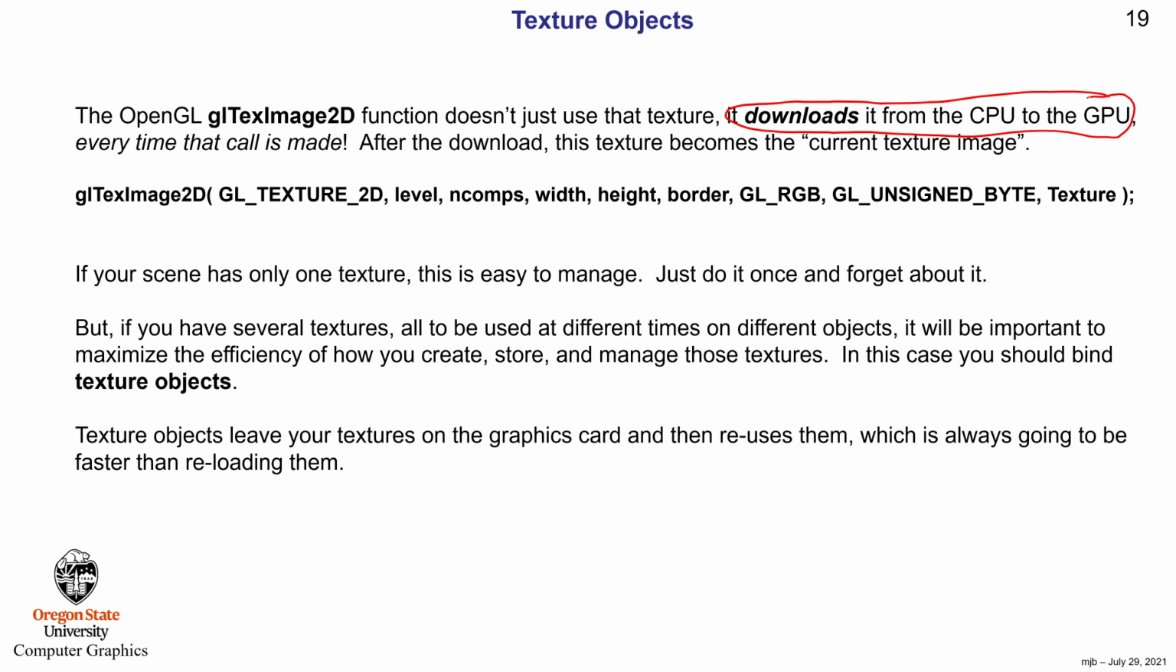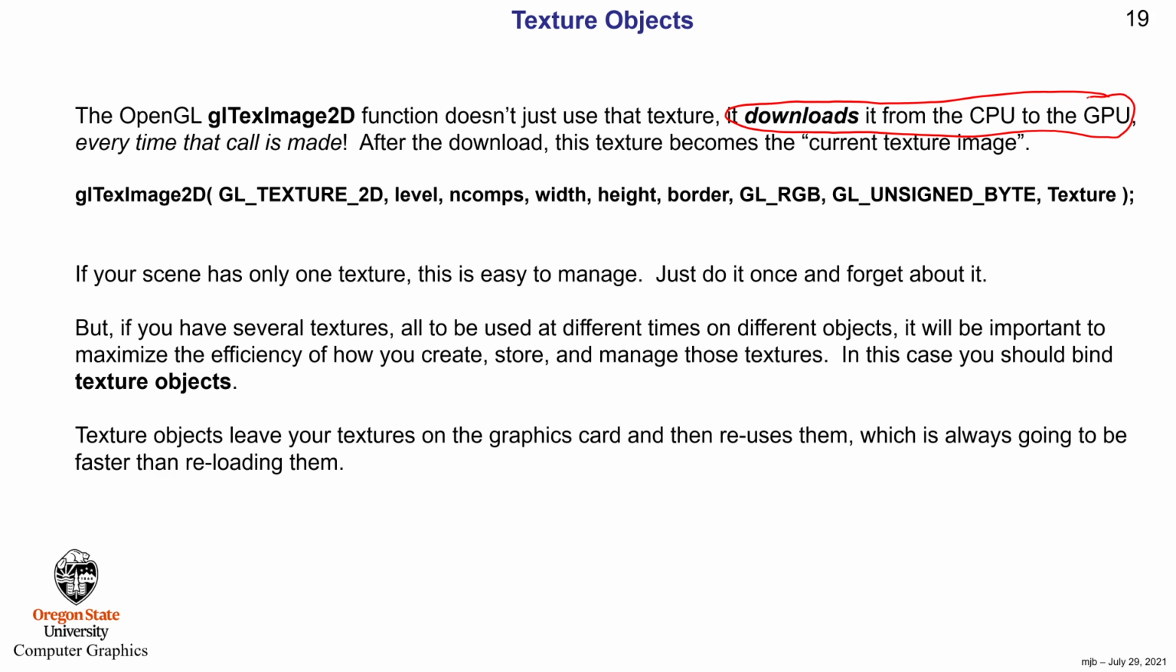But if you had two textures you wanted to be active, you would have to call text image 2D with the first texture, use it, then call text image 2D with the second texture, use it. Then when you call display the next time, you have to call text image 2D on the first texture, use it, text image 2D on the second texture, use it. And so what you were doing was downloading each texture over and over and over again, even though it's the same texture each time. So, that was sort of crazy.